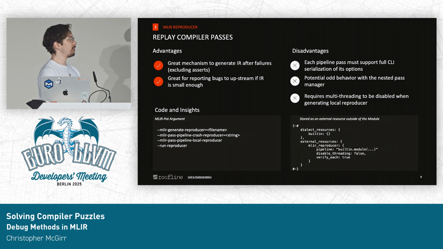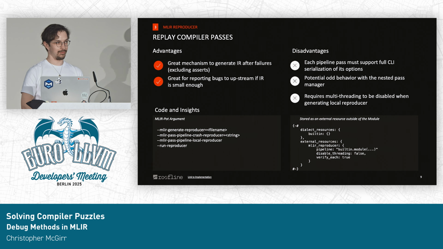The third kind of tool I often use is MLIR Reproducer. This is essentially a way to have the compiler fail and produce an IR with arguments to replay the failure. You can see here the arguments you can use. It's great for generating bug reports for upstream LLVM. Of course, if the IR is small enough, please don't post large IRs of whole models. And you can see here on the right an example of what it looks like in the IR.